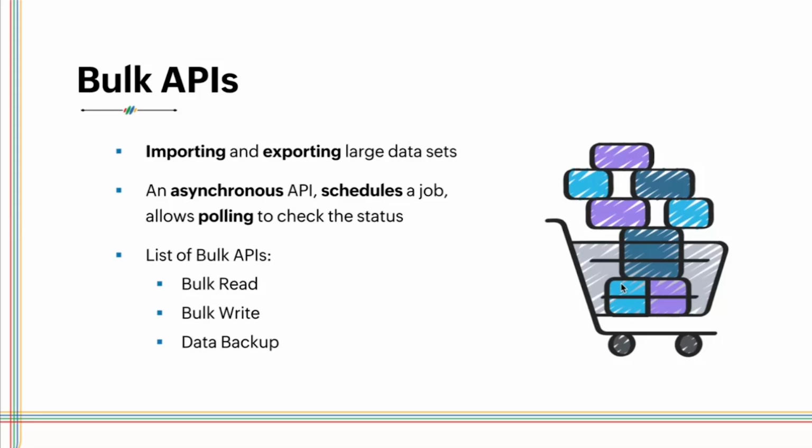So the different bulk APIs that we have are bulk read, bulk write, and data backup. So bulk read is essentially for exporting records from CRM. Bulk write is importing records from another application into Zoho CRM. And data backup is for you to back up your CRM data, schedule it, and it is available. The result is available as a CSV file for you to download later.